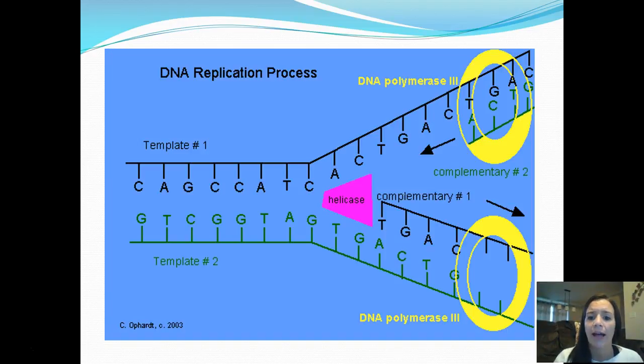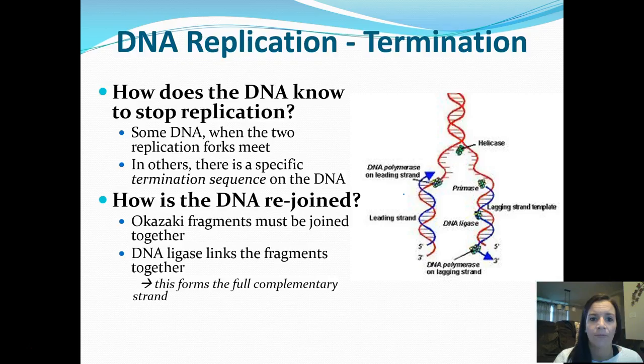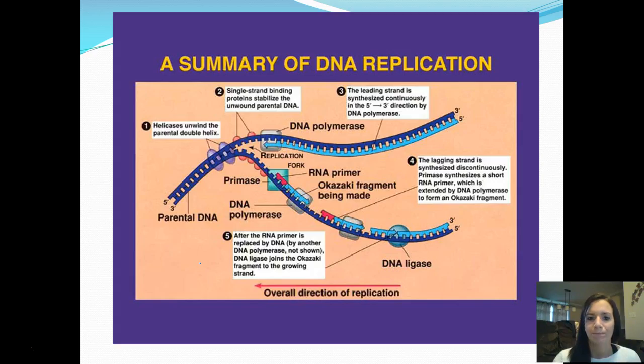Here's another look at these two processes with leading and lagging. So at termination, how does the DNA know to stop? Well, in some DNA, when two forks meet, this is where they stop. In others, there's a specific termination sequence on the DNA that means to stop. And then, like I said, the Okazaki fragments are rejoined using something called DNA ligase. I think ligase, link. It links those fragments together to form a full strand.